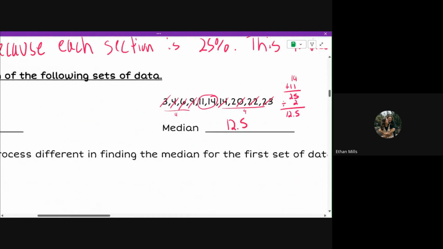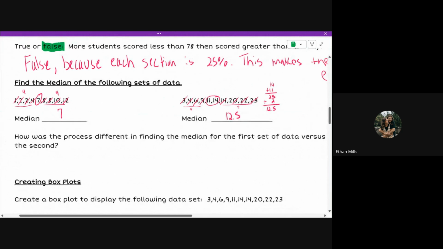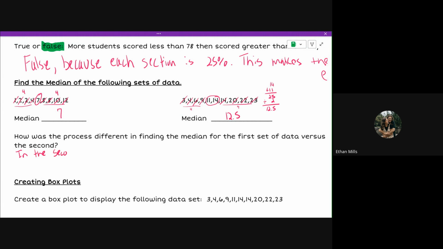So the question underneath both of those says, how is the process different in finding the median of the first data set versus the second? So I'm going to put, because it was true, right? In the second data set, we had to find the average of the 2 middle numbers. Okay, the first one we didn't have to do that.